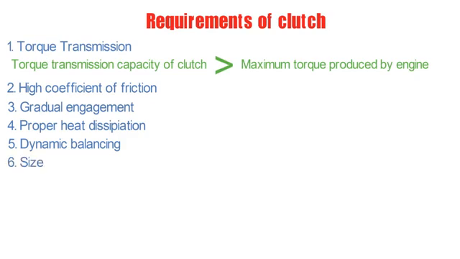The size of clutch must be as minimum as possible to occupy less space. The clutch plate should have minimum inertia. If it has higher inertia, then the clutch plate will keep rotating and results in hard shifting of gear. The clutch should be easy to operate and minimum efforts must be required to operate it. This is all about friction clutch.